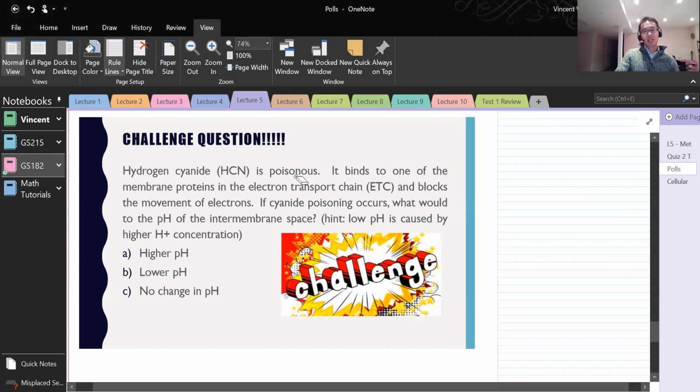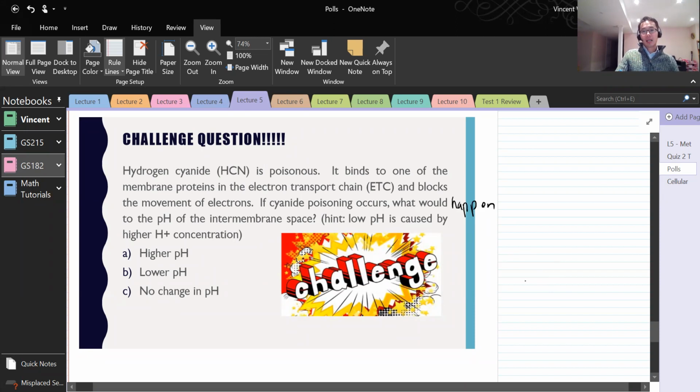Hydrogen cyanide, HCN, is poisonous. It binds to one of the membrane proteins in the ETC and blocks the movement of electrons. If cyanide poisoning occurs, what would happen to the pH of the intermembrane space?